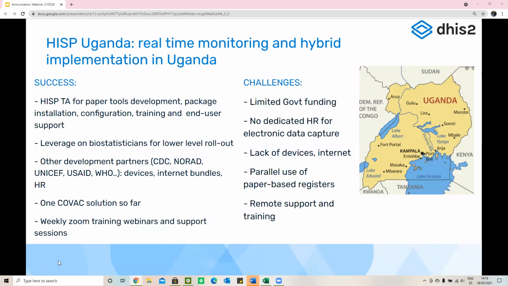What is very interesting is that with the DHIS2 approach and implementation, it's all the same. So pretty much what Farina presented is the approach that we try to follow across the different implementations. But particularly for Uganda, it was at the point where we had started from paper tools development. So we provided TA to the UNEPI team at the Ministry of Health to develop registers, vaccination cards, reporting tools. We were able to install the package and customize it to the requirements of the Ministry of Health in terms of COVID vaccine management.